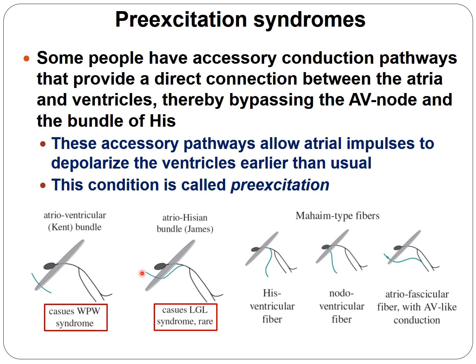Similarly, a bundle that connects the atrial muscle to the bundle of His is called the James fiber, and by re-entry it can cause the LGL syndrome. Less importantly, there are the Mahaim fibers, which can be His-ventricular fibers, nodoventricular fibers, or atriofascicular fibers with AV-like conduction.